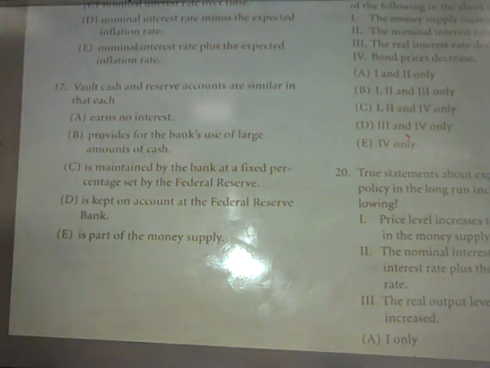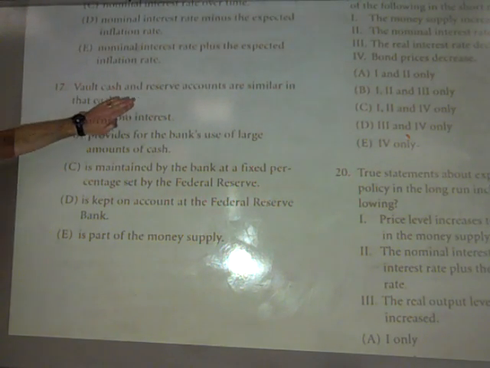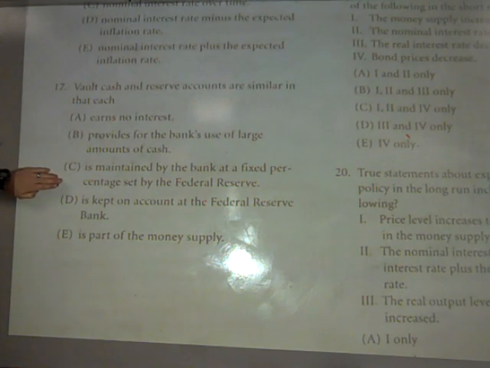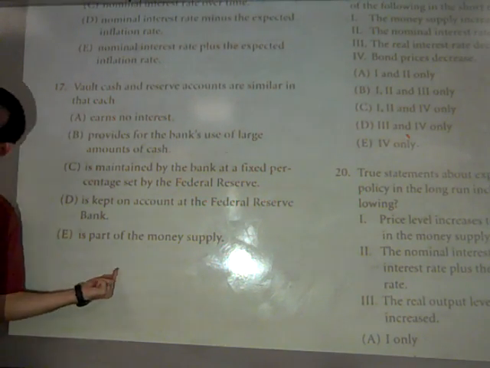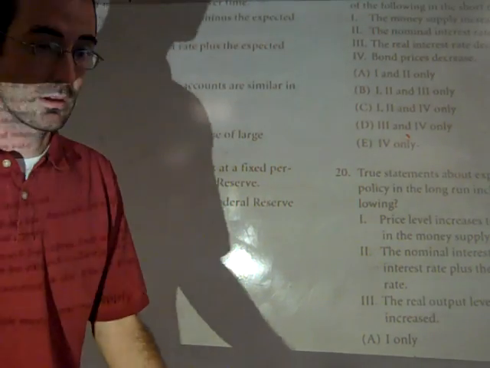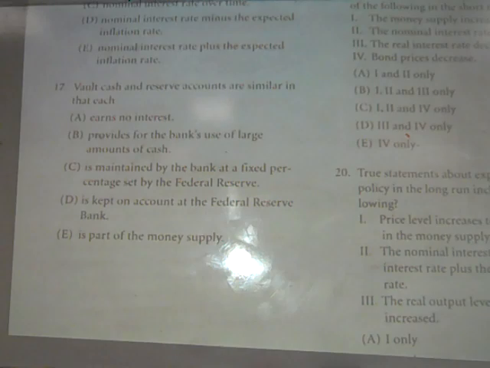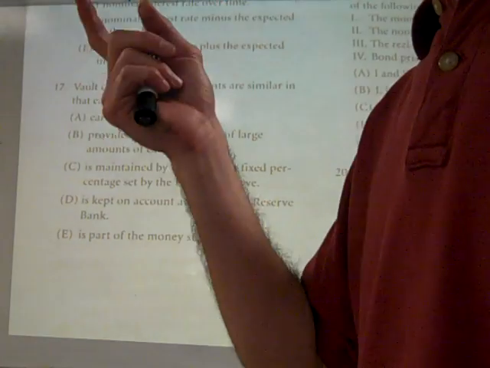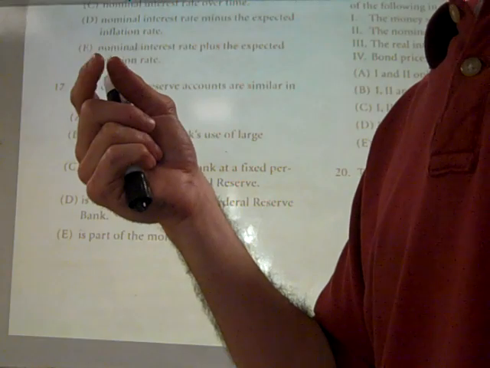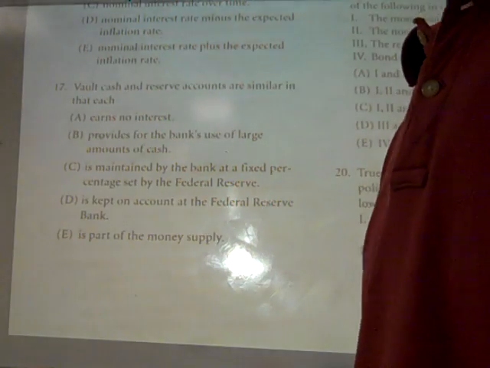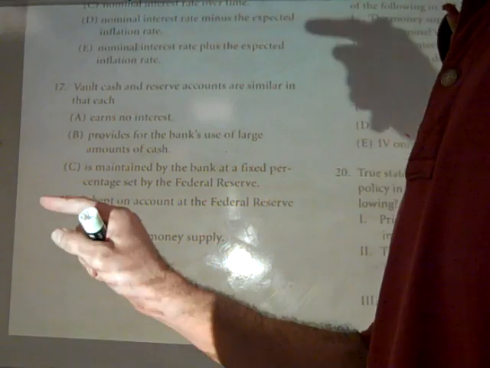So I don't necessarily like this question very much. I think they're getting at both vault cash and cash in the Fed's vaults on deposit with the Fed being maintained by the bank at a fixed percentage set by the Federal Reserve. And then I also like choice E, so I can say these are not part of the money supply. What? Sometimes. My checking account earns a little bit of interest. Oh, yeah. Do they earn interest? That's why I don't like this question very much. I don't think the Fed pays them interest on deposits. But I know the answer is C. But I guess some of them must earn interest.